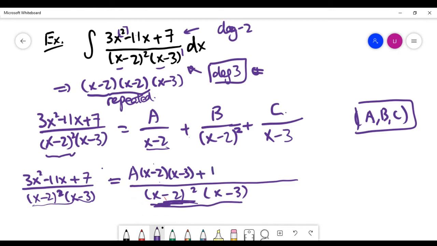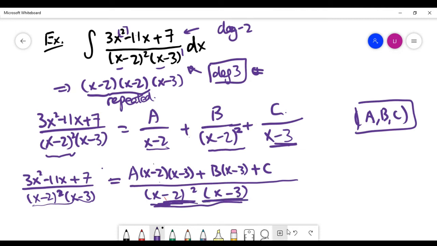Similarly for the second term B, because B itself already comes with 2 copies of x minus 2, you just need to multiply by x minus 3. And similarly for the last term C. C is in the partial fraction which has x minus 3 in the denominator, so you need to multiply by the factors it doesn't have.